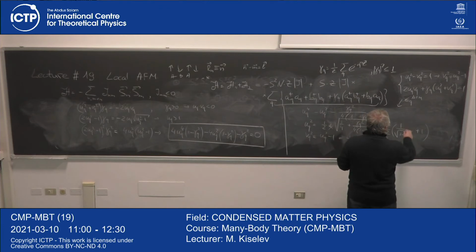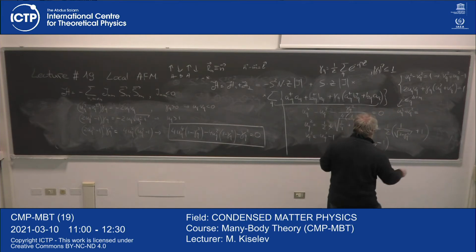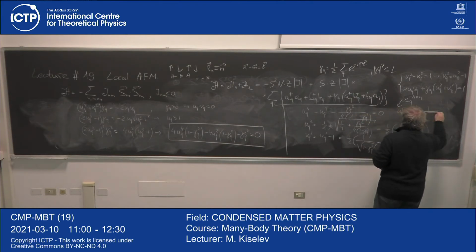Because I took the root which is bigger than 1, I immediately obtain UQ and VQ. So I need two other quantities. UQ squared plus VQ squared is equal to 1 over the square root of 1 minus gamma Q squared.